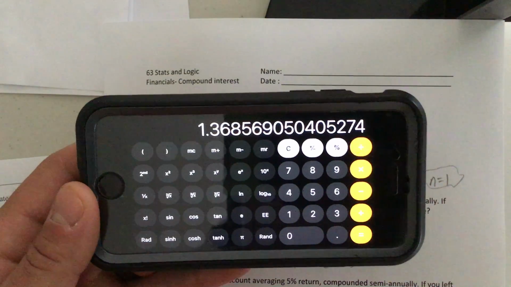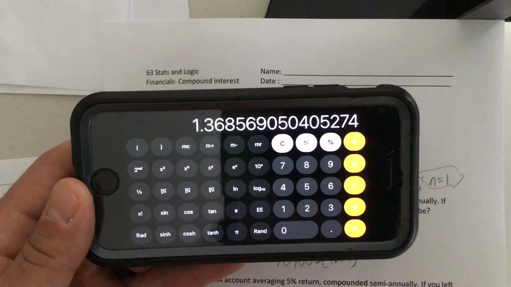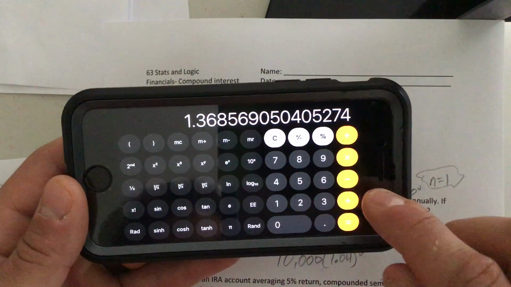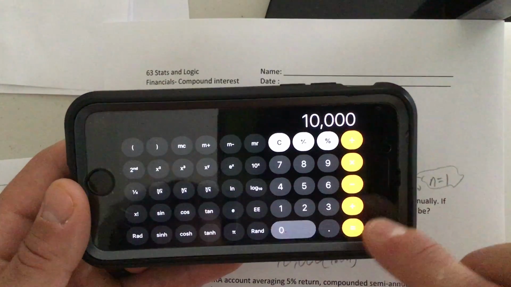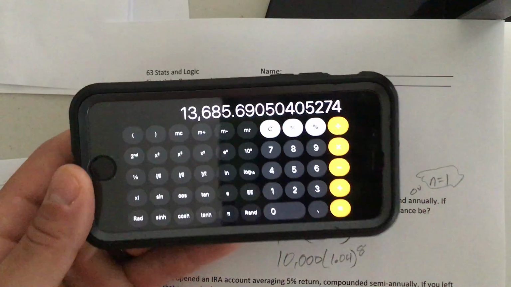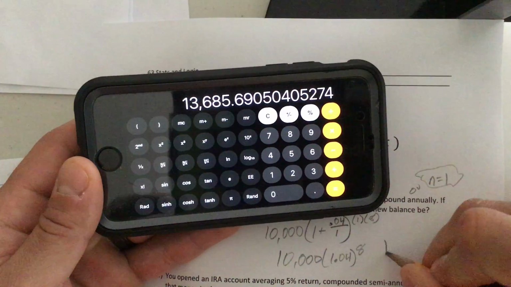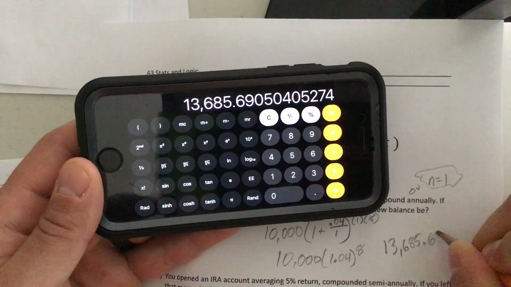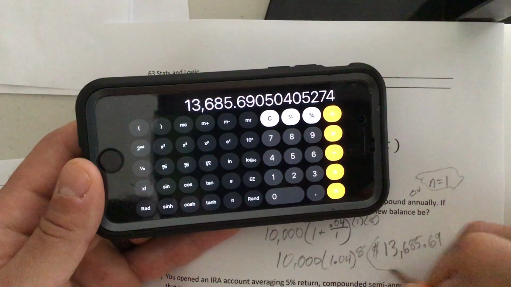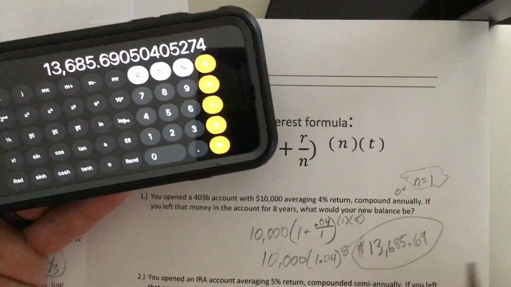Boom. When we figure out that power, we get 1.36, and so on, times our principal, which was 10,000. Sure enough, if we leave everything in the account, we end up with $13,685.69. Okay, that's a review from yesterday.